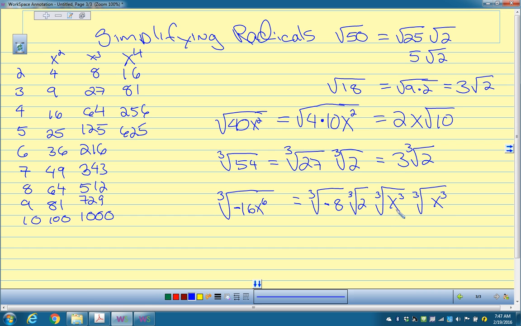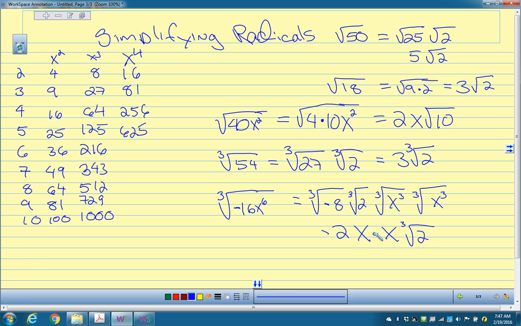This is where it gets kind of tricky. So what's the cube root of negative 8? Negative 2. You could pull a negative 2 outside. You want to pull out everything you can; what stays inside the box is what's left at the end. What's the cube root of x cubed? X. What's the cube root of x cubed? X again. And this has to stay inside the box. You see that? So this becomes this.